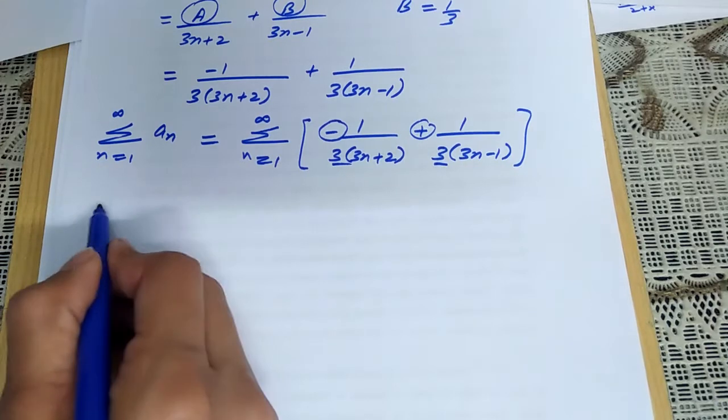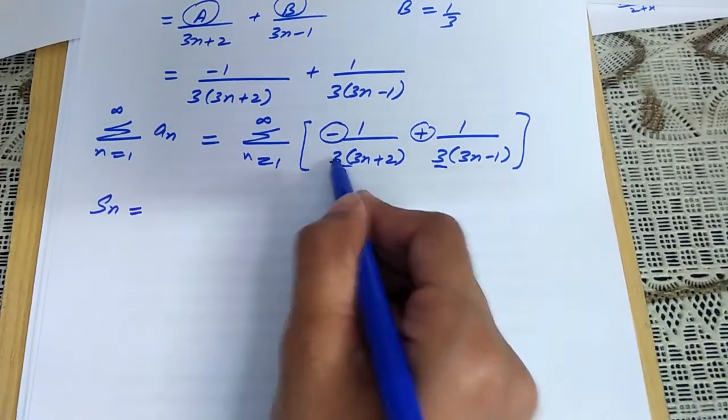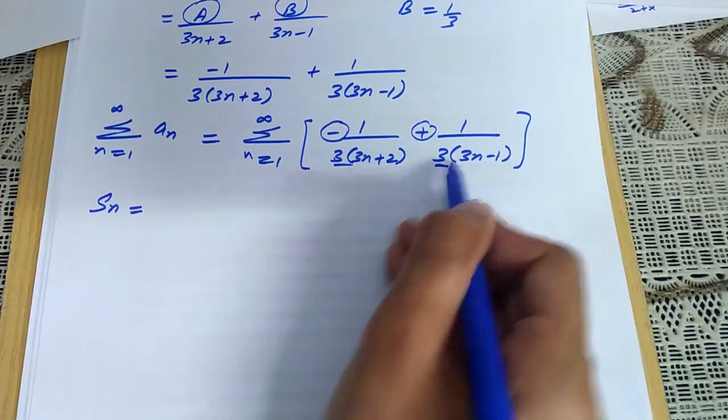The sum of the series will be Sn. I am taking 1 over 3 common. You see here we have 1 over 3 common here.